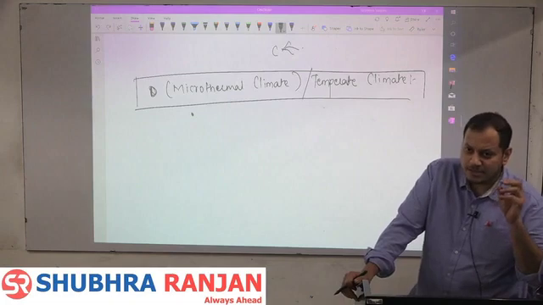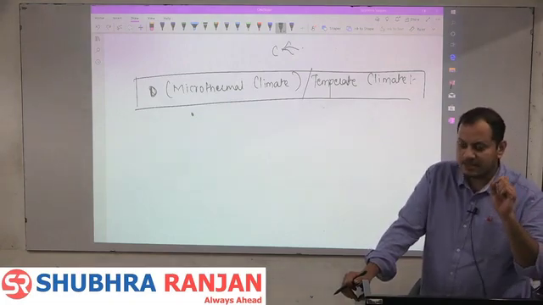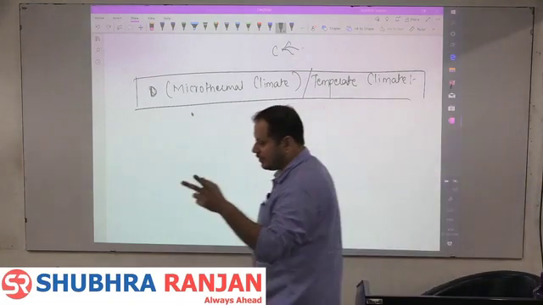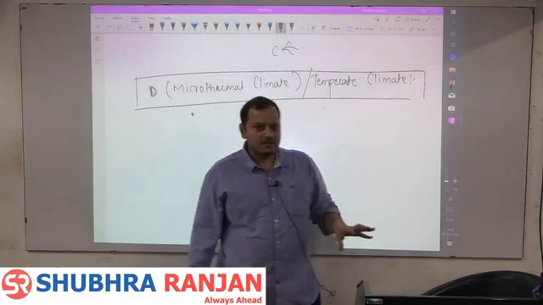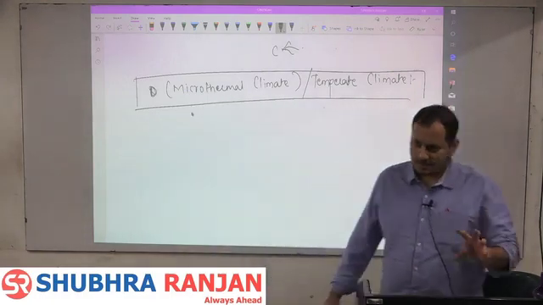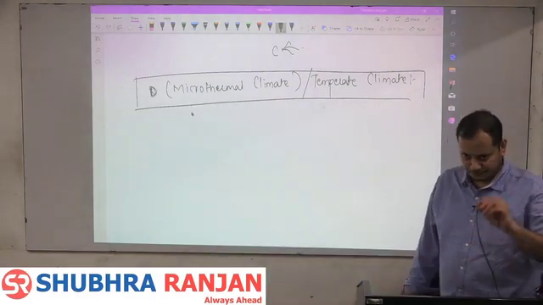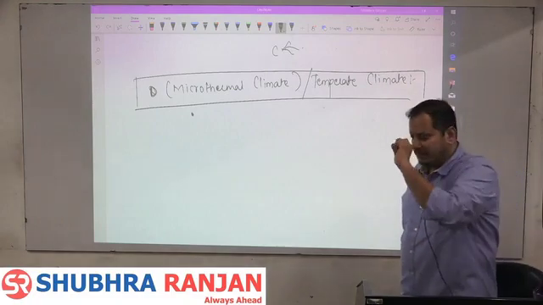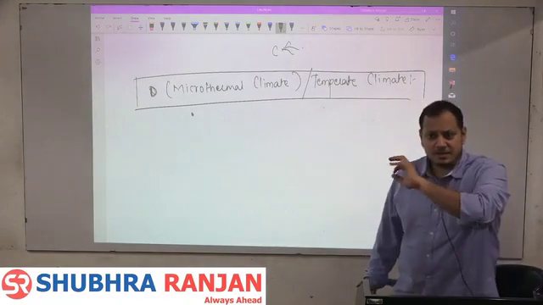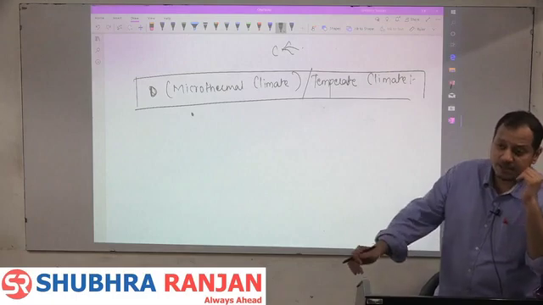Now, what does Trewartha say about this type of climate? He says that in this type of climate, there are two different types of winds. During the summers, this comes under the influence of westerlies. And during the winters, this comes under the influence of easterlies. But these easterlies are the polar winds.